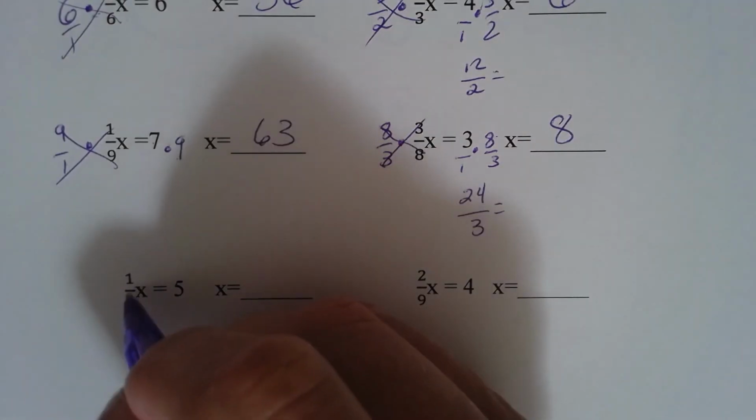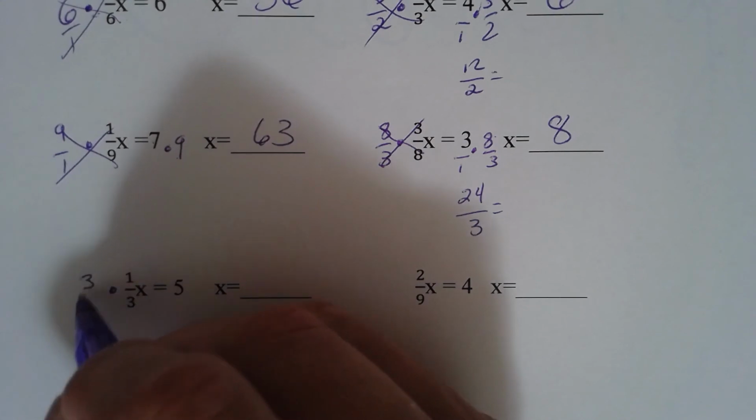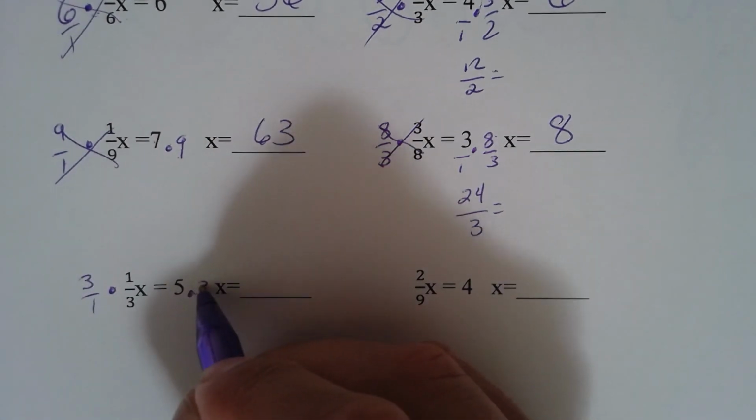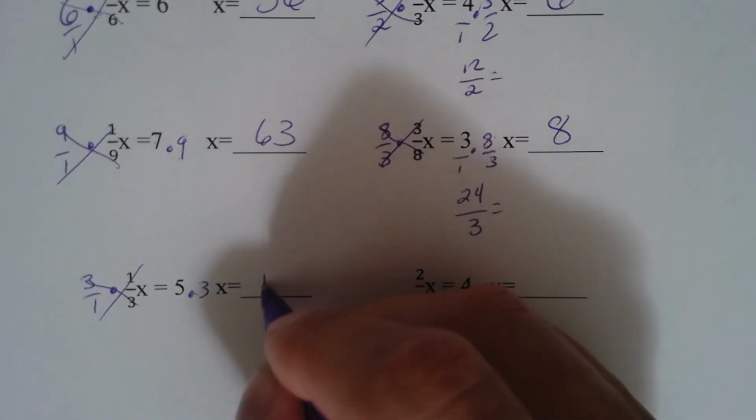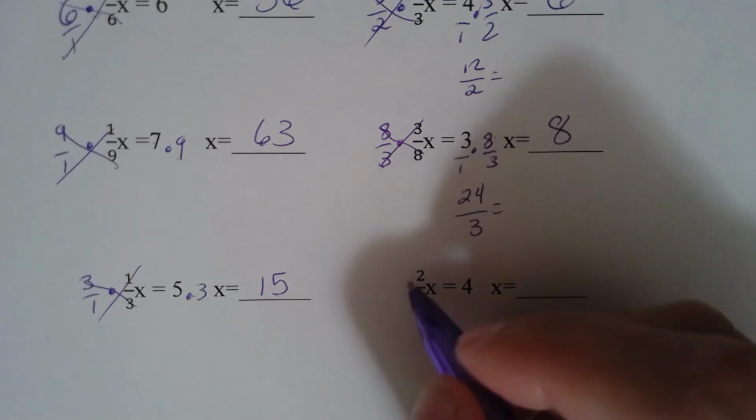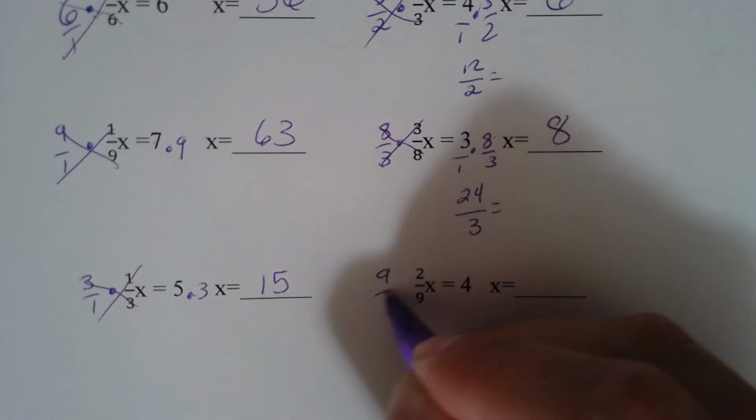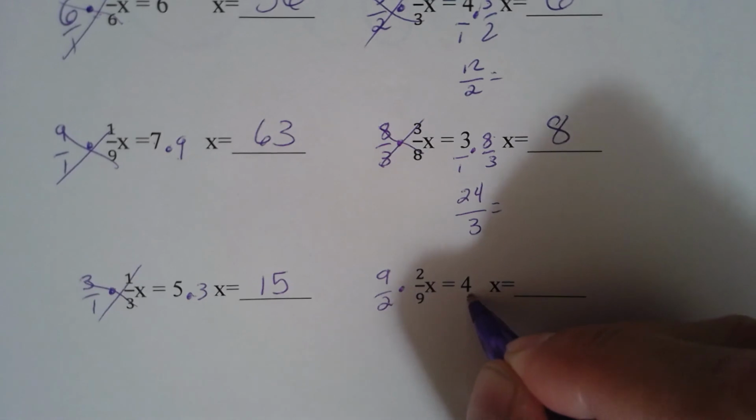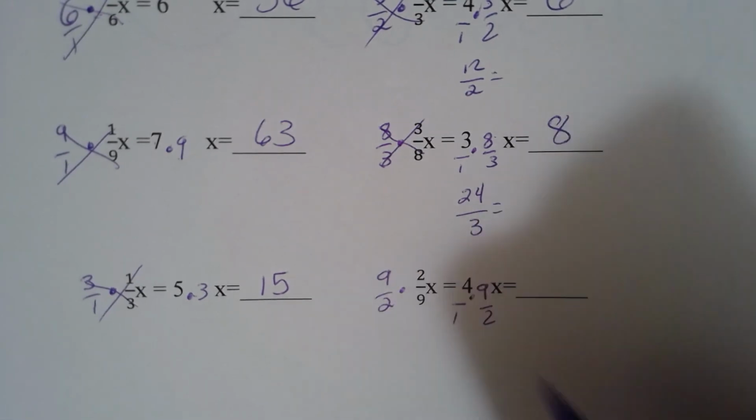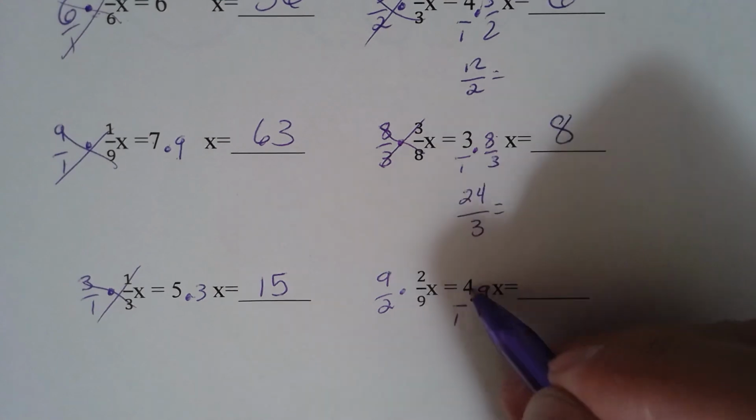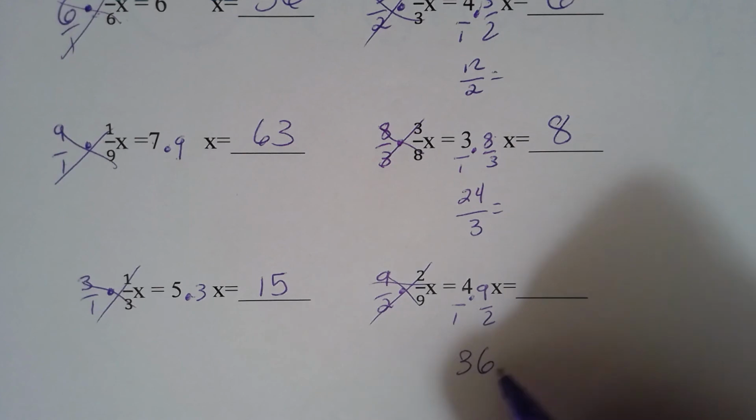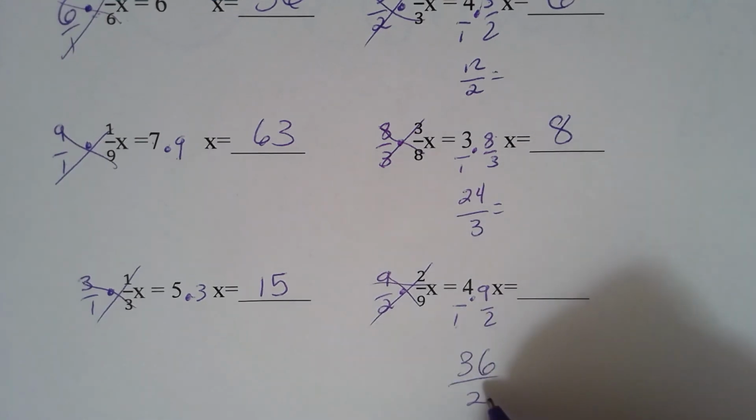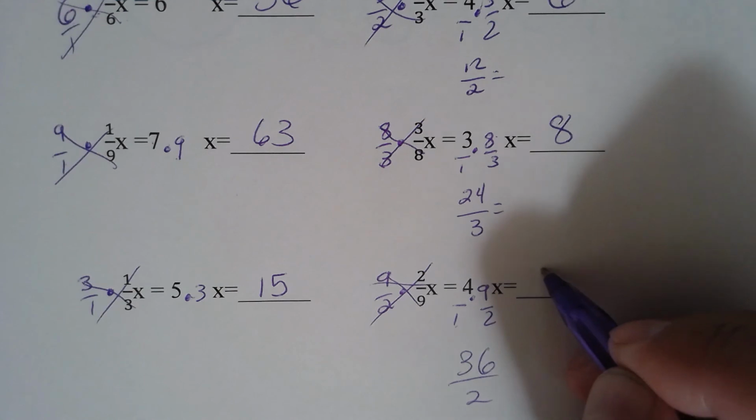Okay, 2 more. 1/3 multiplied by 3 over 1. Remember, 3 over 1 is just 3. Those cancel, leaves me x. 5 times 3, 15. And the last one, 2/9. Multiply by 9 over 2. Put 4 over 1. These cancel. 4 times 9, 36. 1 times 2, 2. What's half of 36? Or 36 divided by 2?